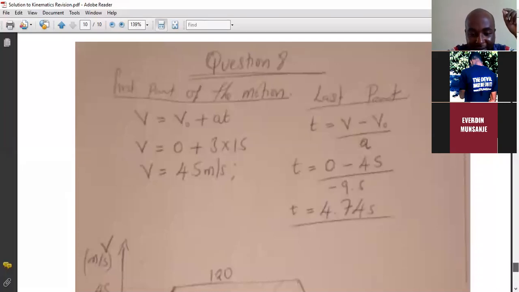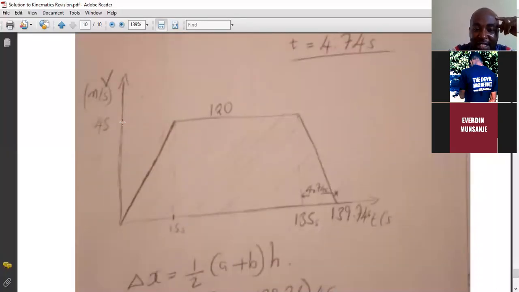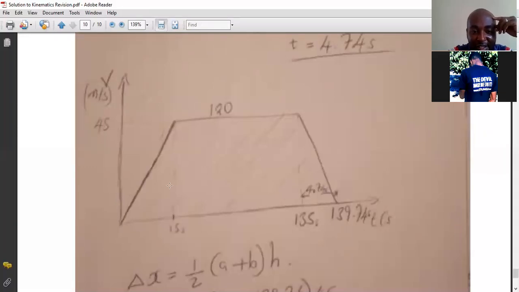So you draw a line up to 45. It should just be a sketch, don't draw to scale. So you just draw 45, you go to 15, a straight line. Then for 2 minutes, it is constant velocity. 2 minutes is 120 seconds, since 60 seconds is 1 minute. So you move 120. So what is 120 plus 15? It's 135. So to move from this point to that is 135.